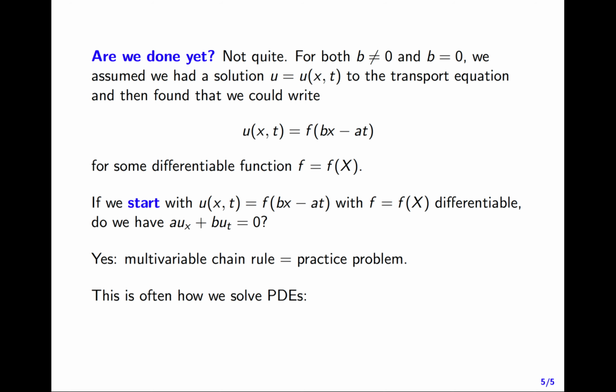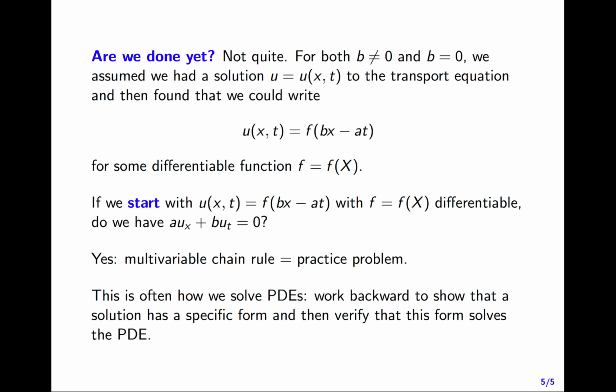This is often how we solve PDEs. We work backward to show that a solution has a specific form. Maybe we do something unjustified or something formal or something symbolic. We get a specific form of the solution, and then we actually have to go in and grind out the calculus to show that this form solves the PDE. All the work we did in this problem was assuming that we had a solution to the transport equation and then figuring out the special form u(x,t) equals f(bx minus at). Actually verifying that this form solves the transport equation is a somewhat underwhelming exercise in the multivariable chain rule.